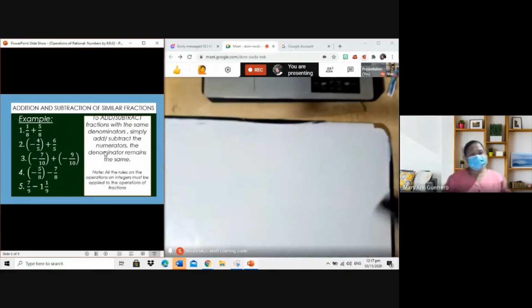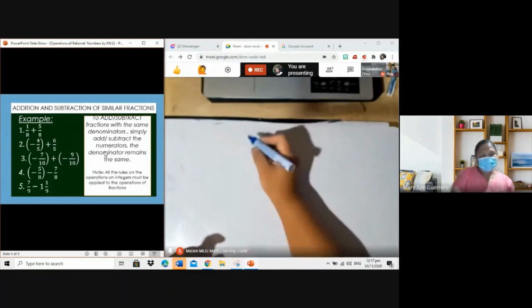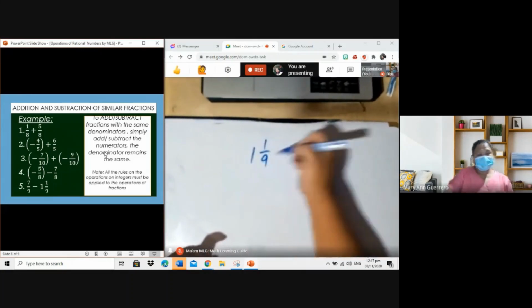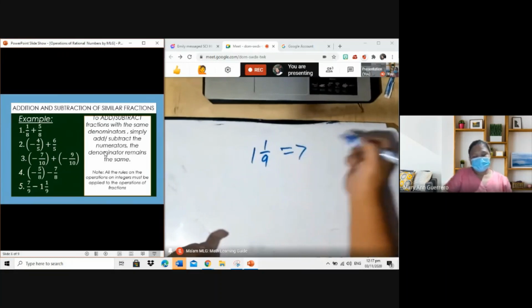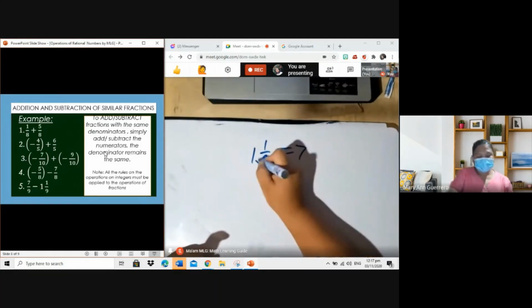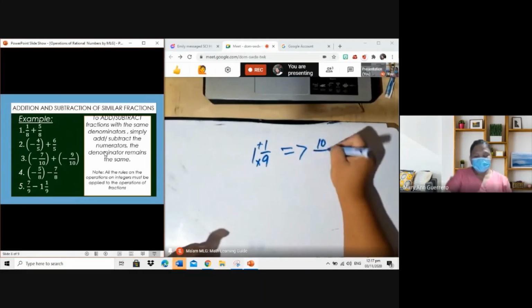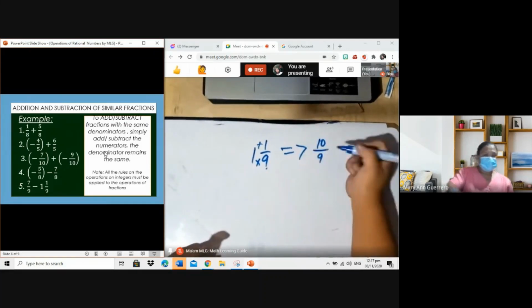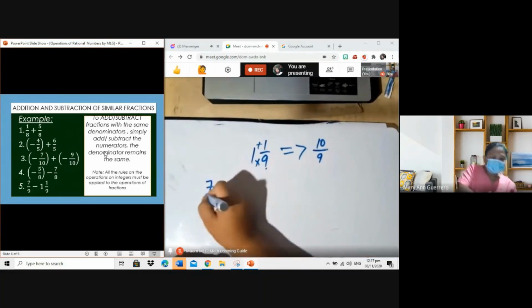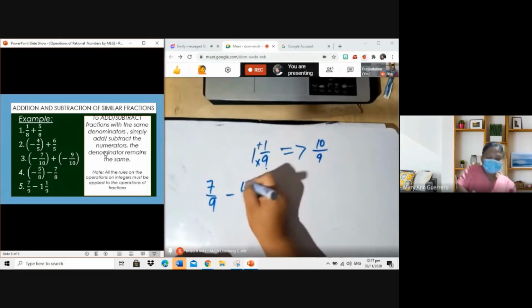Okay, ganun lang din sa number 5. First, we have to change 1 and 1/9 to a fraction. So that is 9 times 1 plus 1. So that is 10 over 9. So 7 over 9 minus 10 over 9.